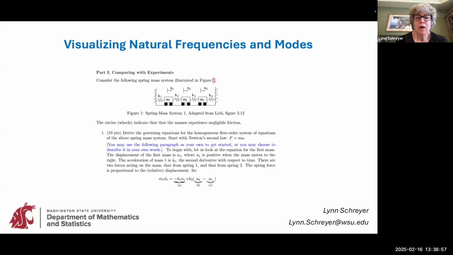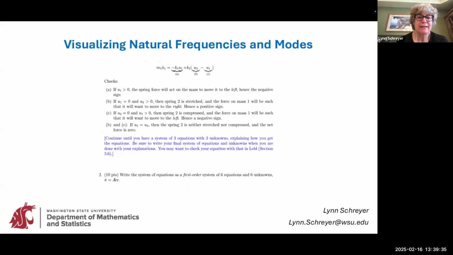Okay, so the first thing we look at is how to model a system of masses and springs. And so this is the very first question on the project: derive the governing equations for the homogeneous first order system. I actually just give them verbiage to help them get started, because they're like, I don't know what to say. So then I expect them to carry on. They can use the suggested words that I give them, or they can do their own, and then they just continue on their own. And this really seems to help them get started, at least.